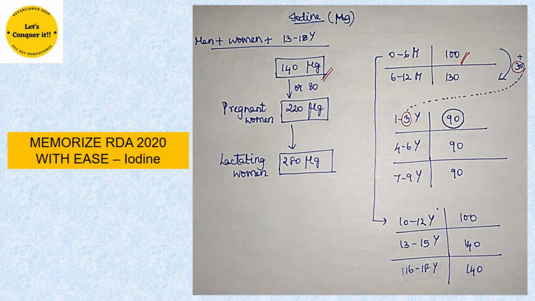This trick may sound a little bit difficult when you see it for the first time, but when you watch the video at least 2 to 3 times and try to run this trick in your mind, you're going to remember all the values very easily just by remembering just 2 values.